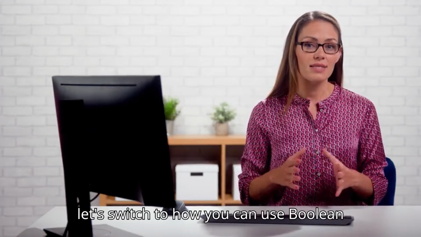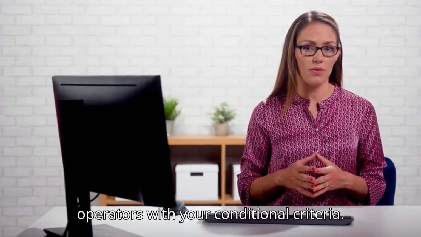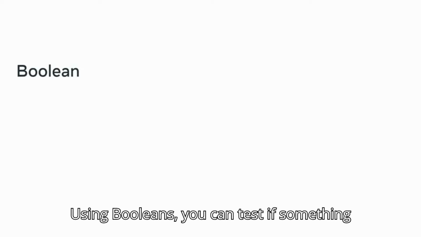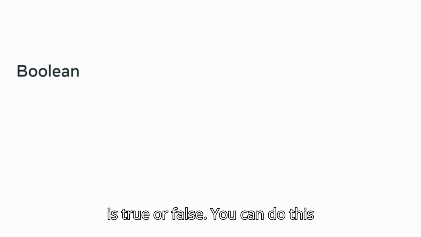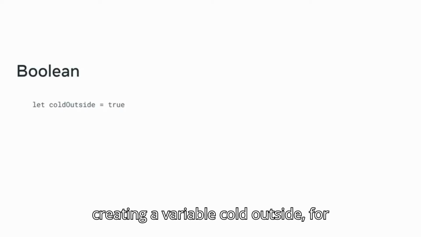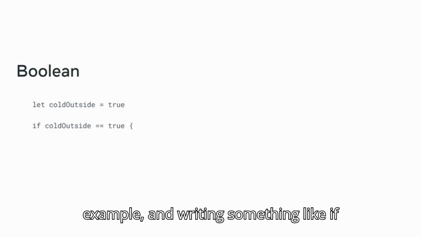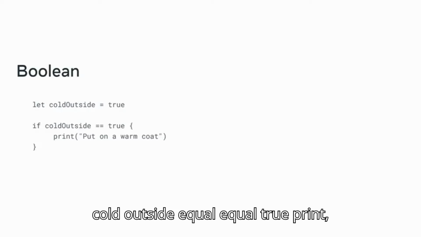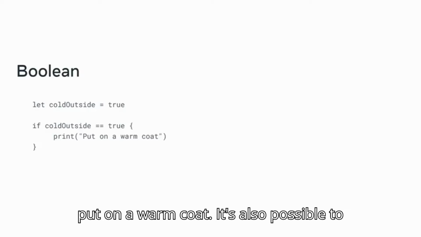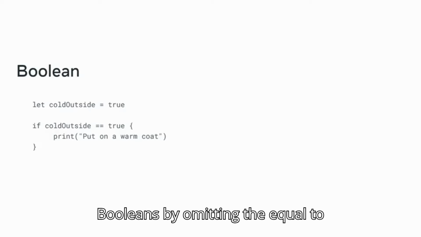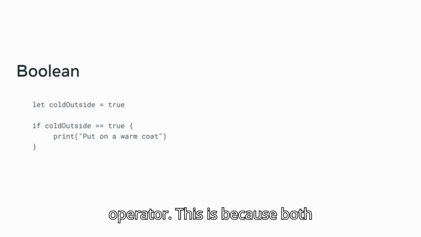Okay, let's switch to how you can use Boolean operators with your conditional criteria. Using Booleans, you can test if something is true or false. You can do this by creating a variable coldOutside, for example, and writing something like if coldOutside equal true, print "Put on a warm coat." It's also possible to rewrite the conditional criteria for Booleans by omitting the equal to operator.